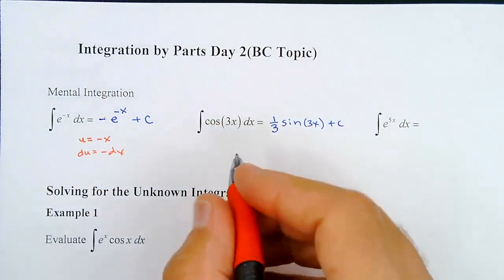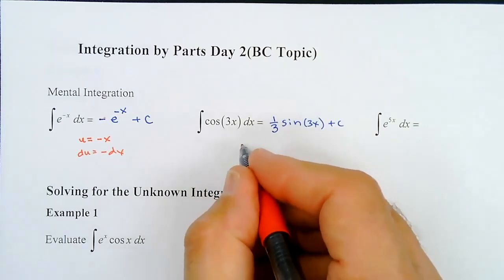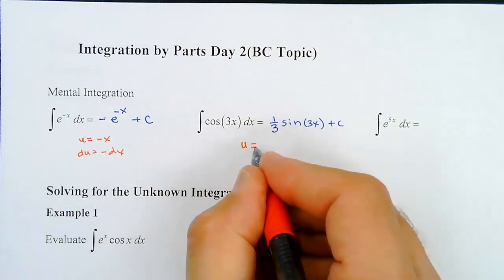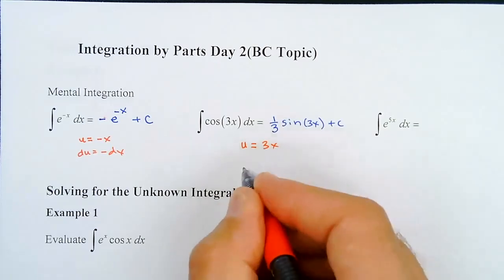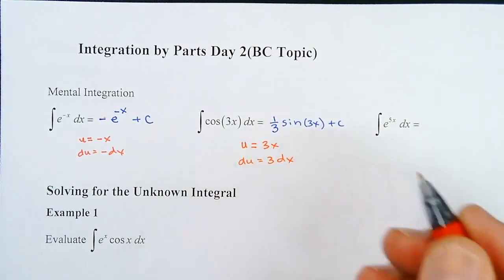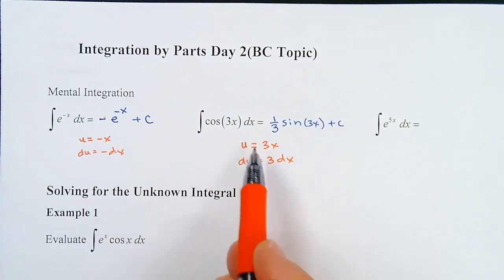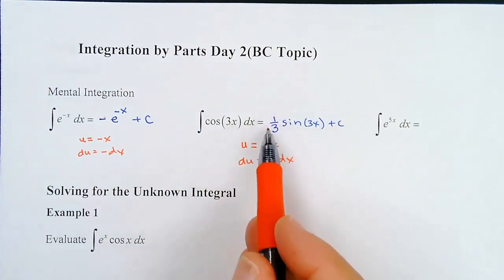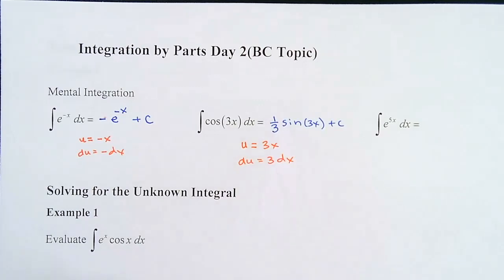And again, it's because if you couldn't do it mentally, what we're doing is we're letting u equal 3x, and then du would have to be 3 dx. And so to pick up this 3 with the dx, I'm going to need to multiply by 1/3, and that's where this 1/3 comes from.